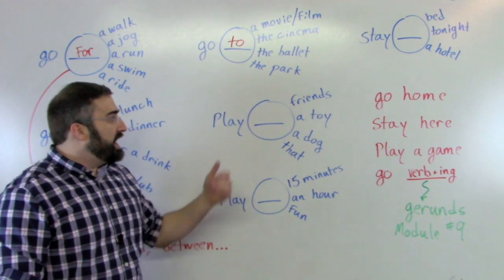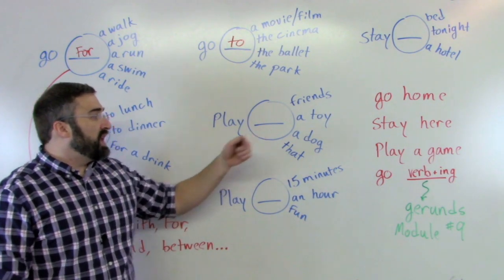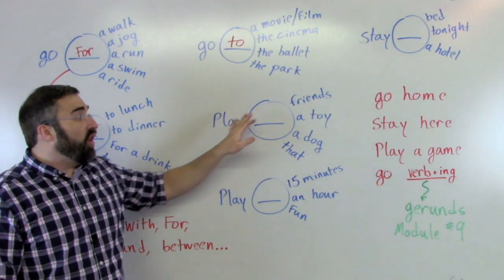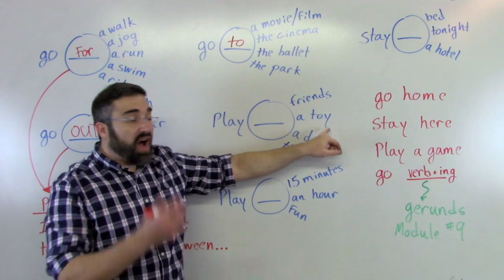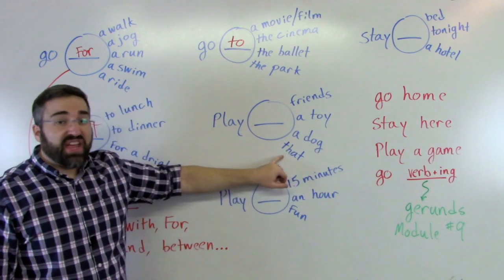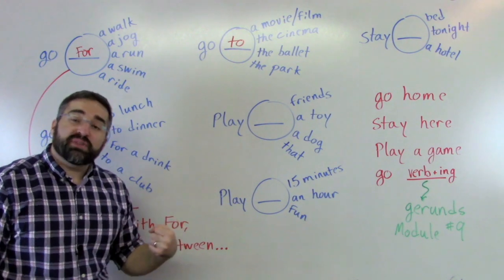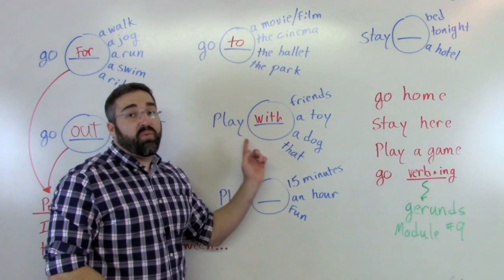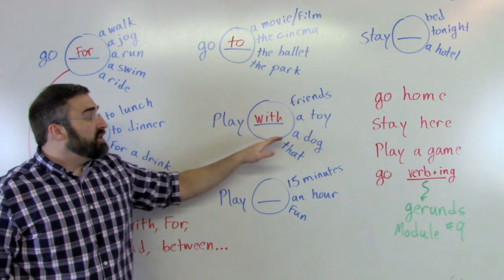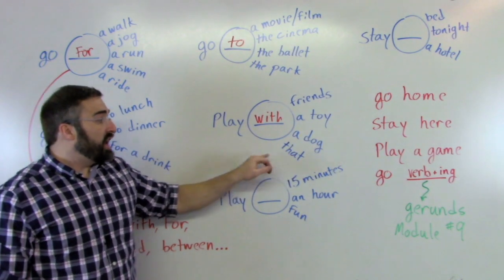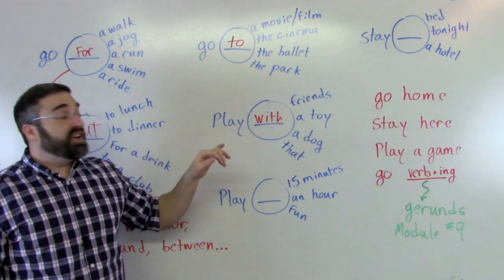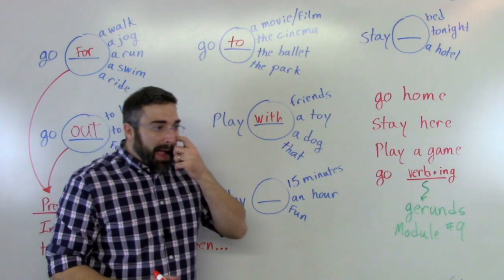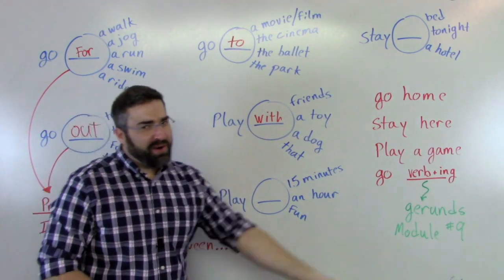Okay, the next one, play friends, play a toy, play a dog, play that. So anytime I have play with all of these, like with people, with objects, with animals, with things, we're going to use a particular preposition here. So which preposition do you think it is? Okay, it's going to be with. Play with friends, play with a toy, play with a dog, and play with that. You often hear people say, don't play with that. That's not a toy.